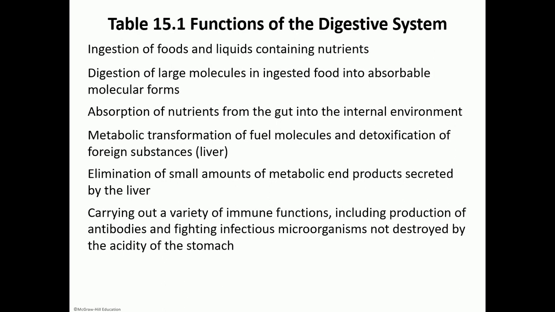We kind of think of the liver as the kitchen of the body, where we'll take up all of the stuff that we just absorbed, the amino acids, the glucose, and so on, and do all sorts of different metabolic transformation of all of these molecules. It also has the ability to detoxify foreign substances. It can also eliminate small amounts of the metabolic end products that are secreted by the liver.